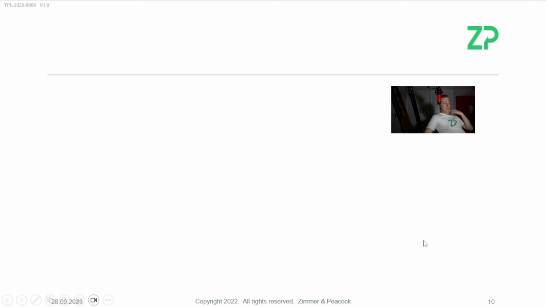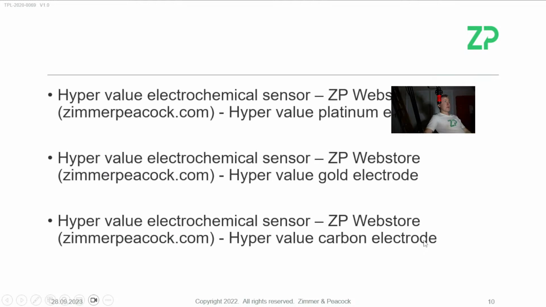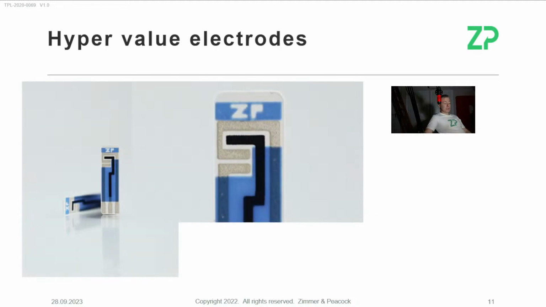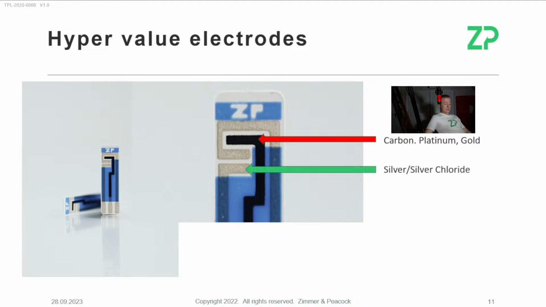So we had some questions in about the hypervalue electrodes. We do them in hypervalue platinum, hypervalue gold, and hypervalue carbon. They're essentially all the same in terms of, if you zoom in on them, they've got a working electrode, which is either carbon, platinum, or gold. I will talk about pricing in a minute, so I do want you to bear in mind that carbon is an order of magnitude lower cost. The counter electrode here is silver chloride, and the reference electrode wrapped around that working electrode is also silver chloride.